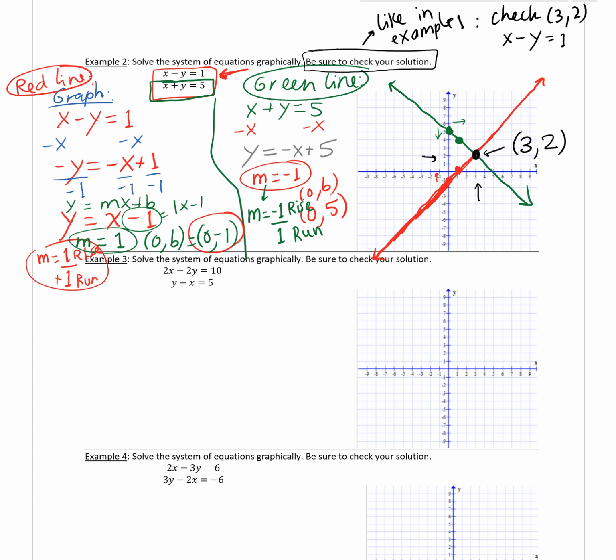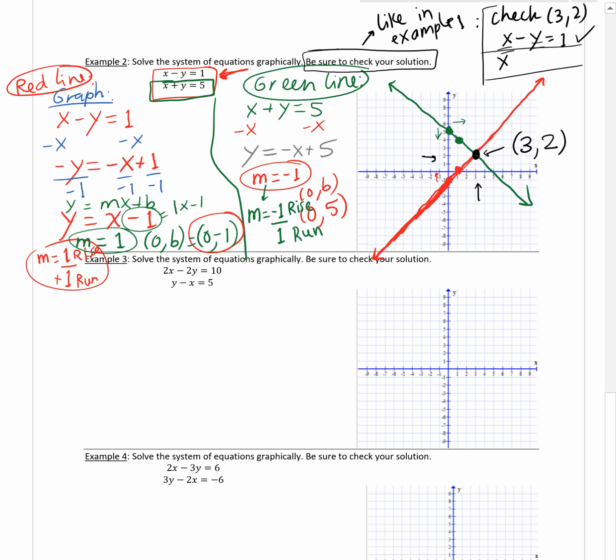The second equation, x plus y equals 5. But you know what? You might be able to do it in your head. Notice, if I replace x here with 3 and y here with 2, it's 3 minus 2 equals 1, which is true. So you might be able to check it in your head. I'll have to try it in the second one.